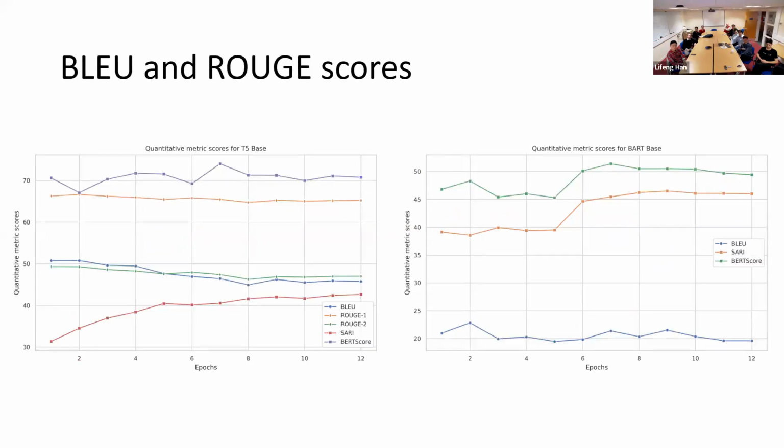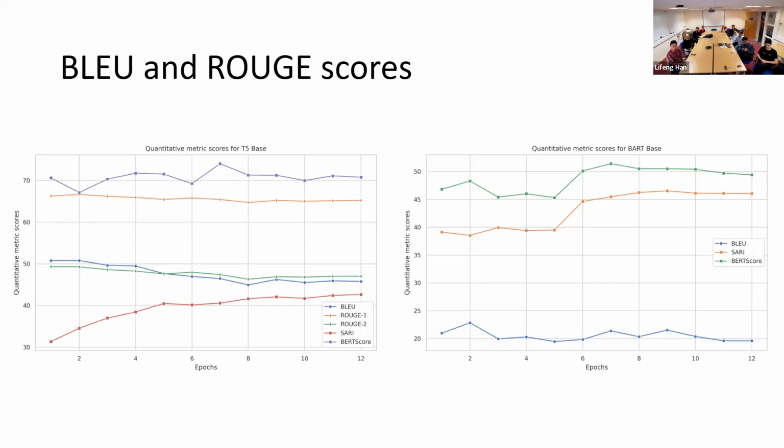Then we can see the BLEU and ROUGE scores of both T5 base and BART base. An interesting thing, and why this has been plotted, is that we can observe the ROUGE and BLEU scores going down through the epochs, while the SARI score is going up, and that is the case for both BART and T5. So what we were thinking is that BLEU and ROUGE might not be very good metrics for this task. SARI might be more interesting for it.